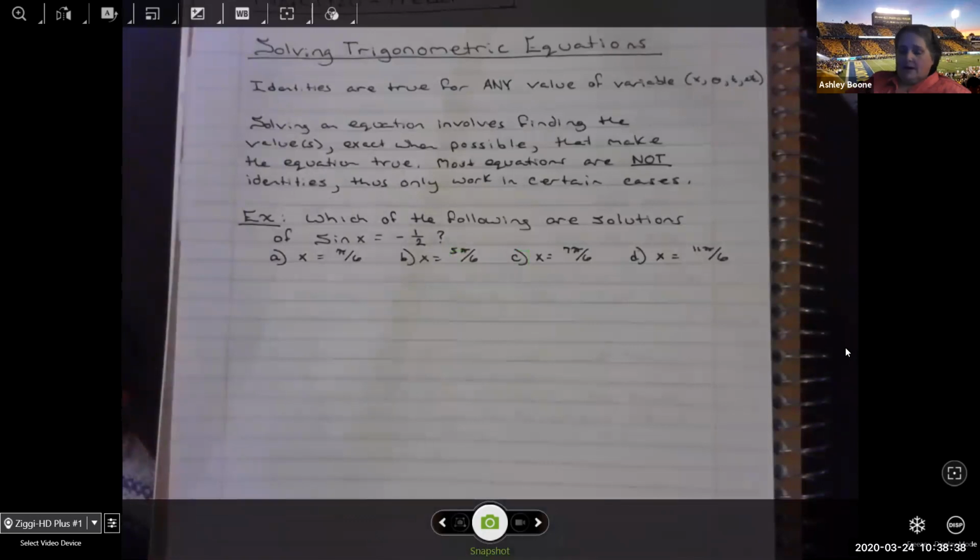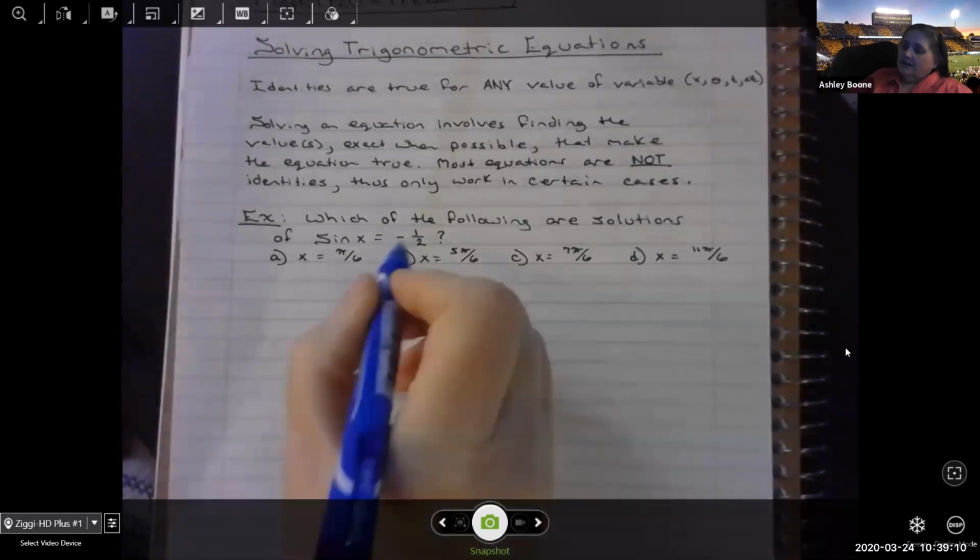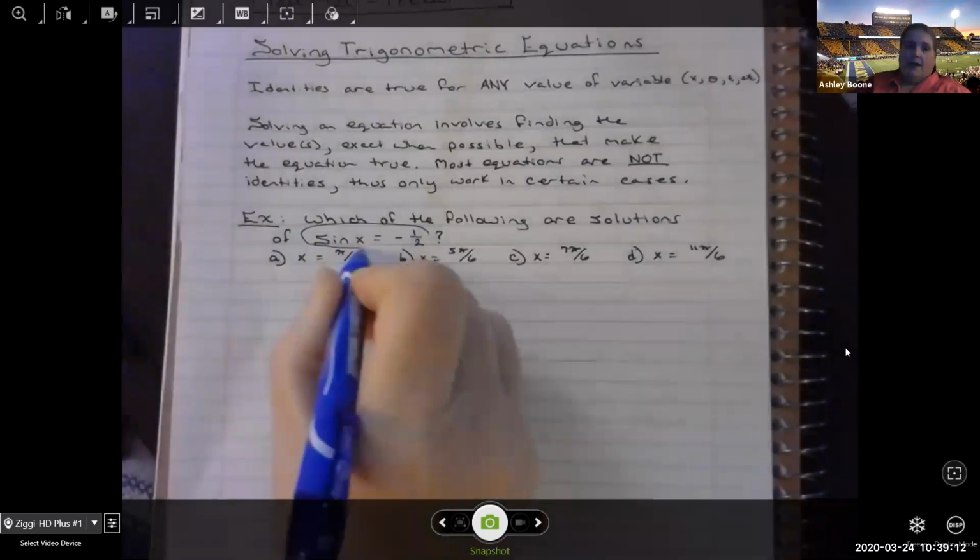But when you solve an equation, you're trying to find the value, when possible, that makes the equation true. Identities are true for anything at all, but equations are only true for specific values. Most are not identities. There are some equations that are true for every value, therefore an identity. But you can always check and see if something's a solution. For example, let's look at this first one. Which of the following are solutions of sine of x equals -1/2?